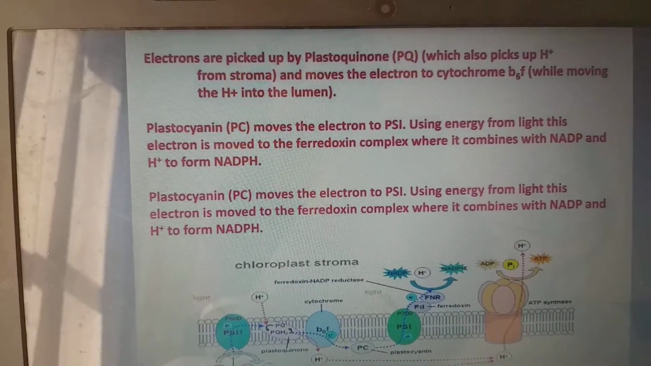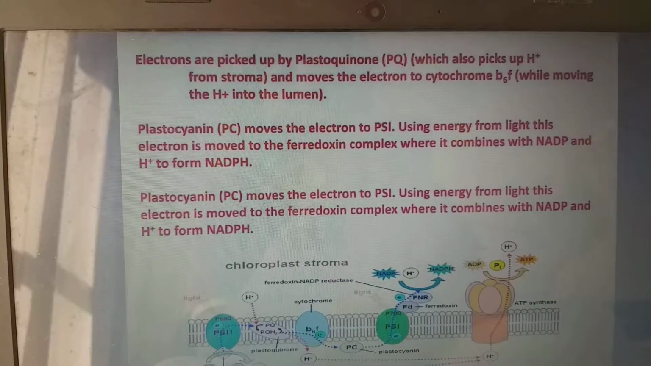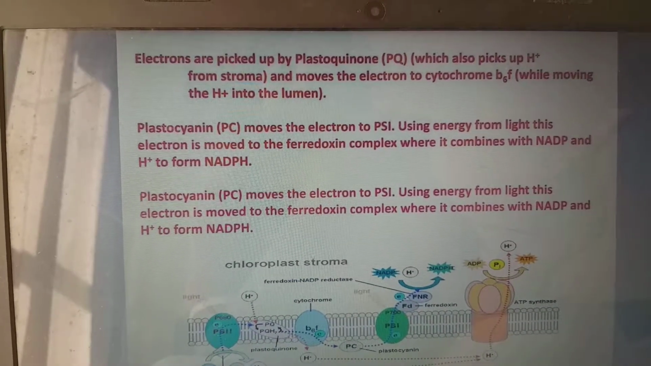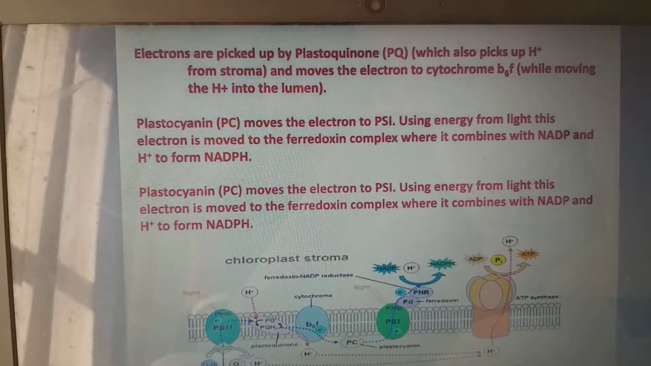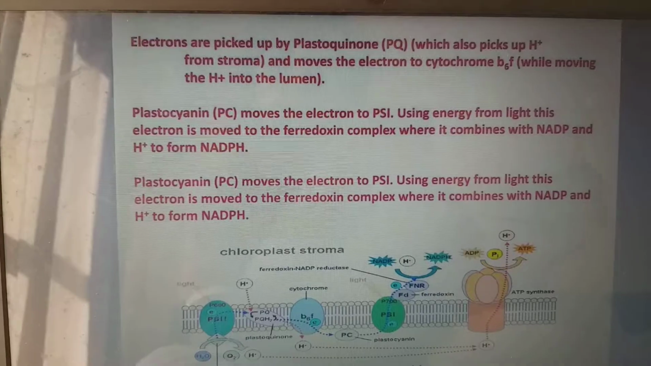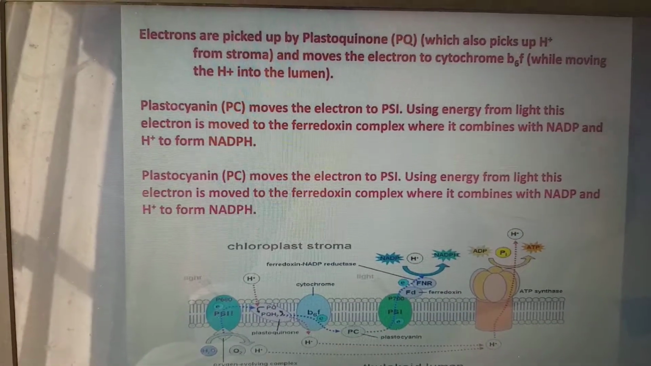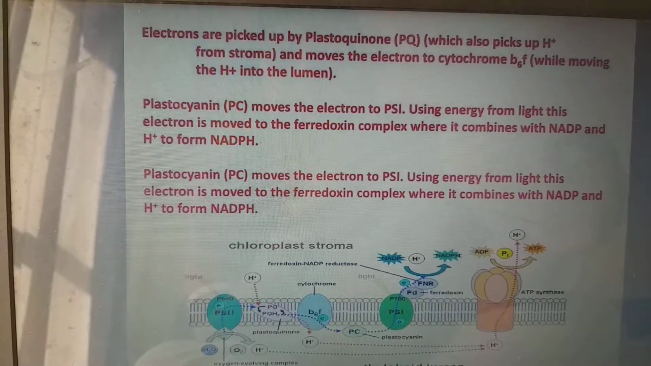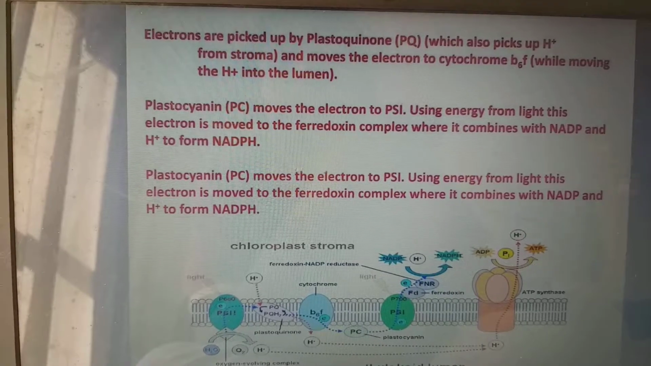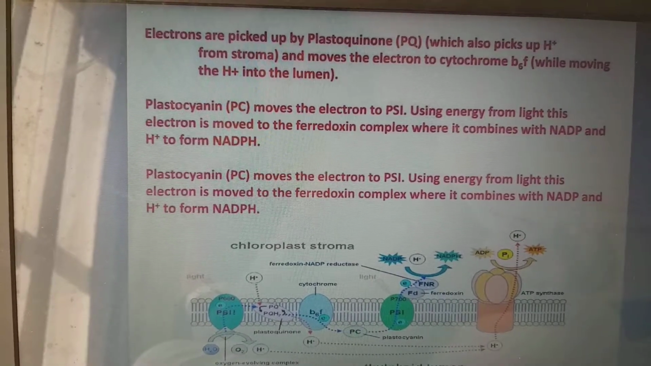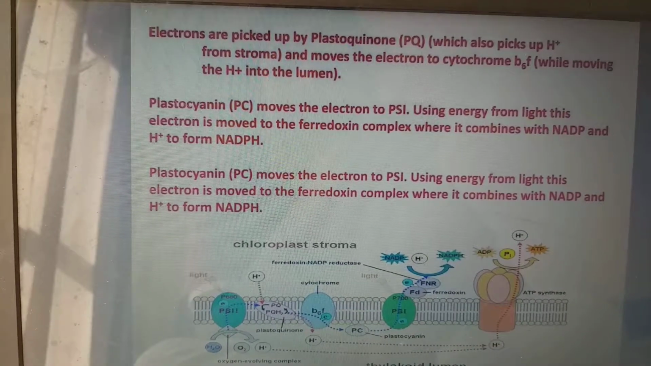Plastocyanin moves the electrons to PS1 using the energy from the light. This electron moves to the ferredoxin complex, which combines with NADP and H plus to form NADPH. So again, the same picture.